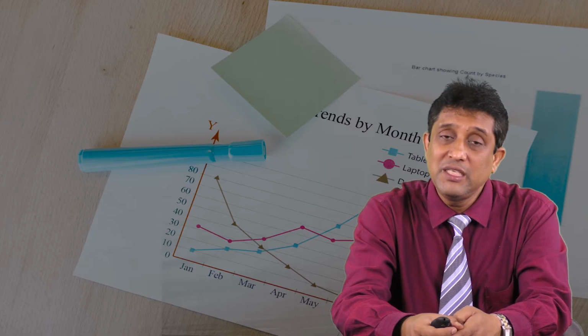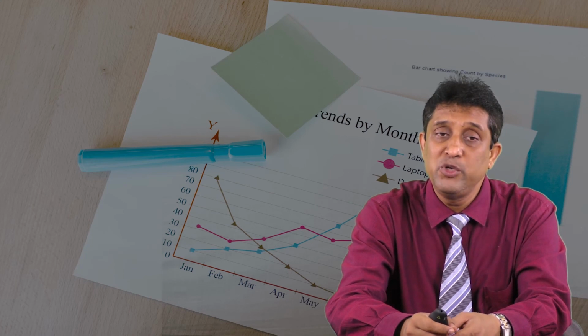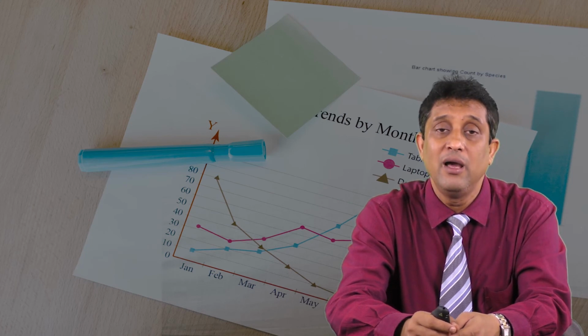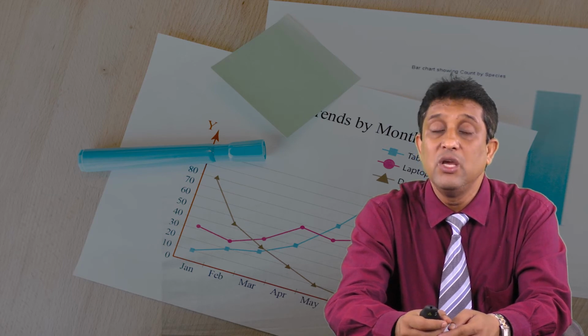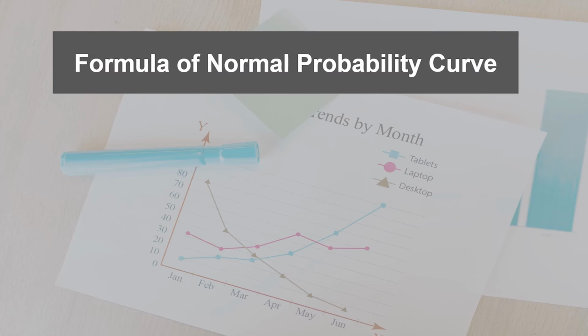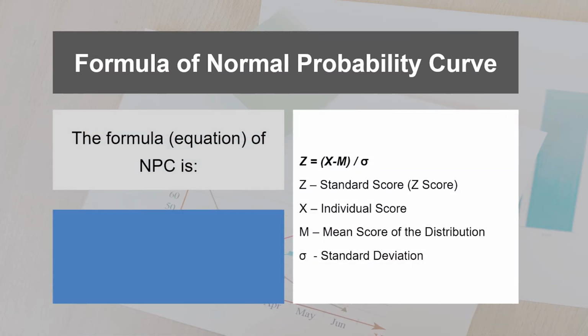Before discussing the 2 applications, let me highlight the formula, the equation of the normal probability curve that we will be using for solving the problems. The equation is Z = (x − m) / SD, or sigma. Z is the standard score, x is the individual score, m is the mean score, and sigma is the standard deviation. This is the only equation.